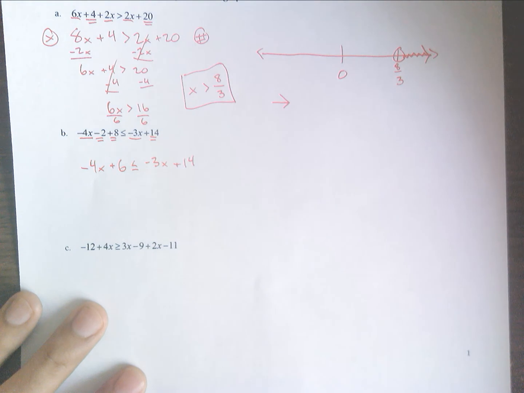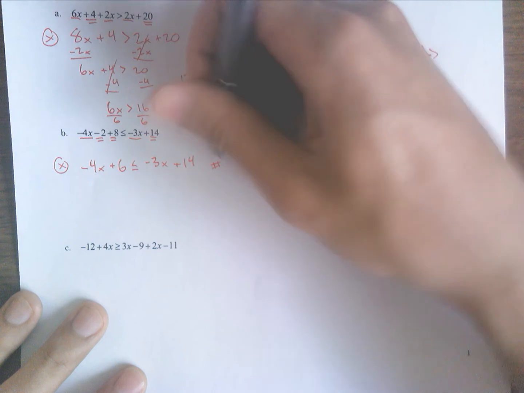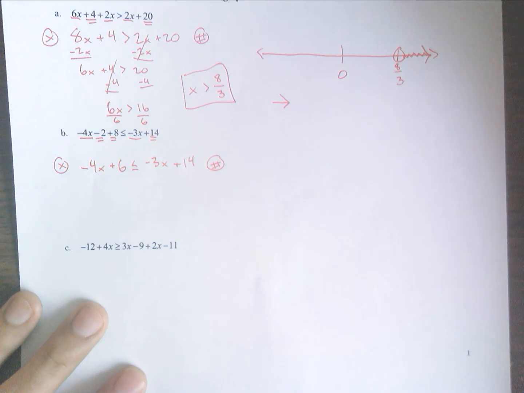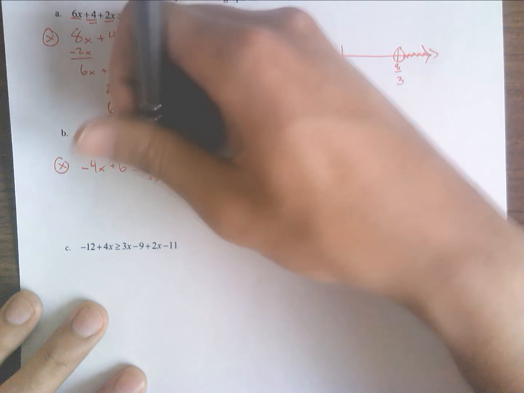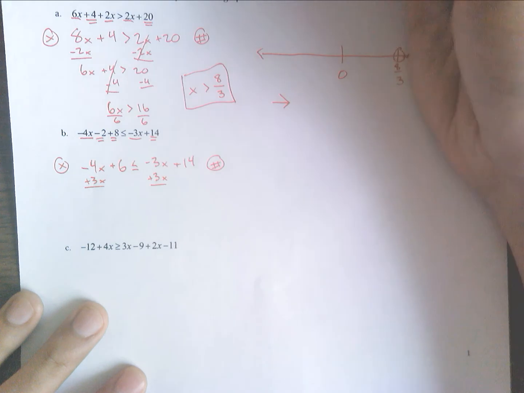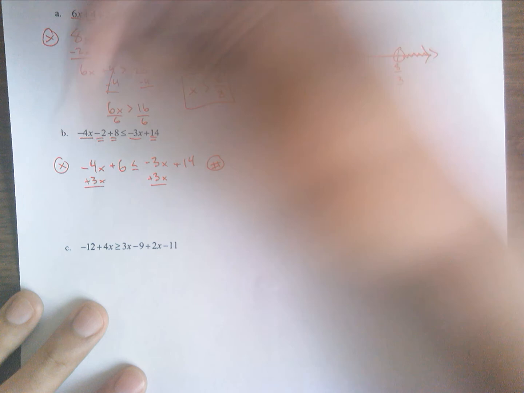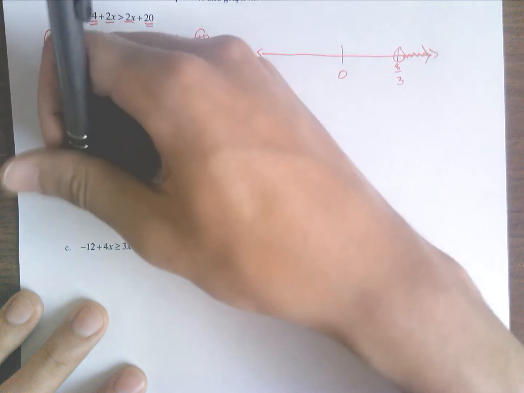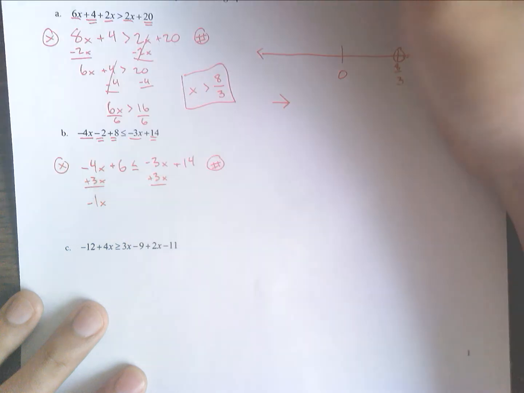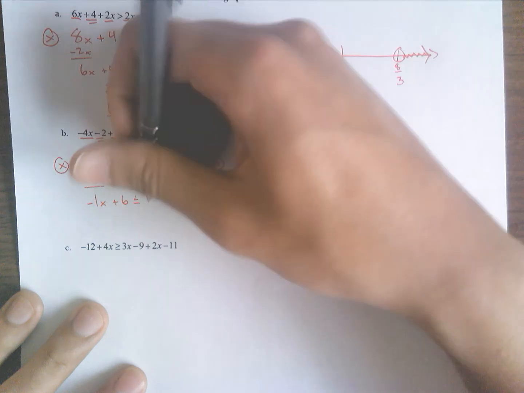Let's choose a side for the variables. I'll say the left side again, and we'll say the right side is our numbers. So we got to move that -3x to the other side, so we're going to add 3x to both sides. So we have -4x plus 3x. So -4 plus 3 is -1x. We'll bring down the +6, our inequality, and the 14.